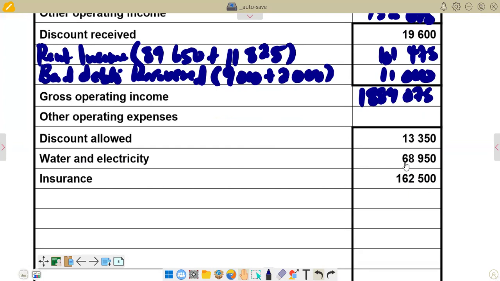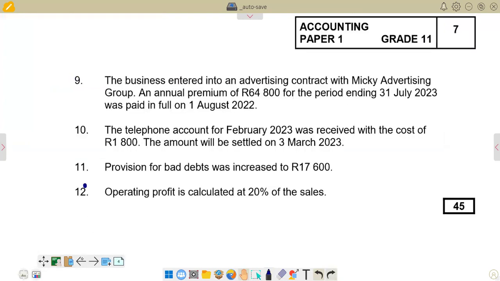What it means is these expenses had no adjustments. So we just pick the expenses that we are given in the list of balances and put them there, since they have no adjustment. So we go there to pick other expenses that are not these ones. We go back there.